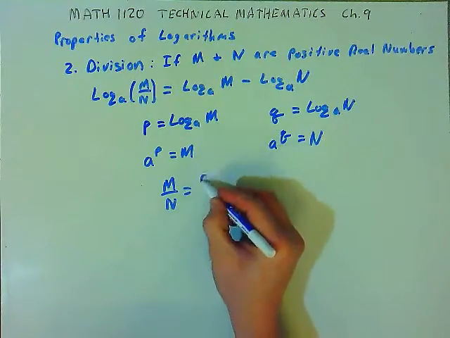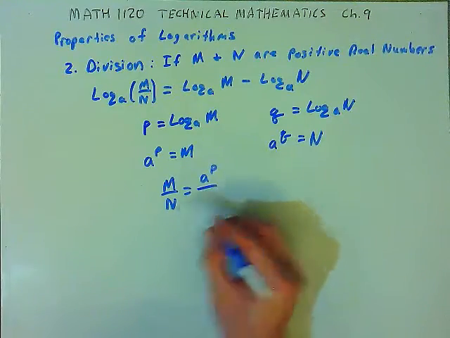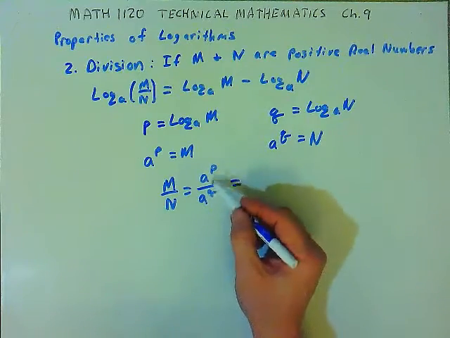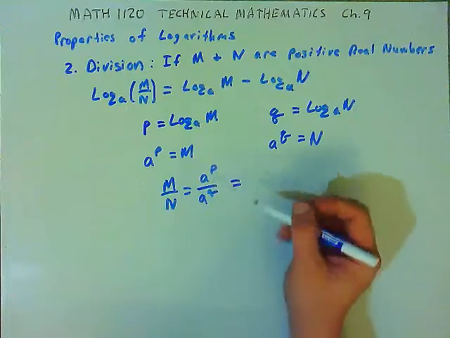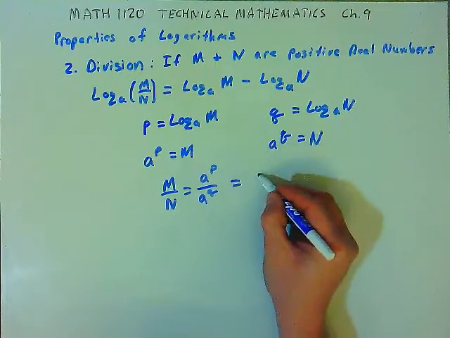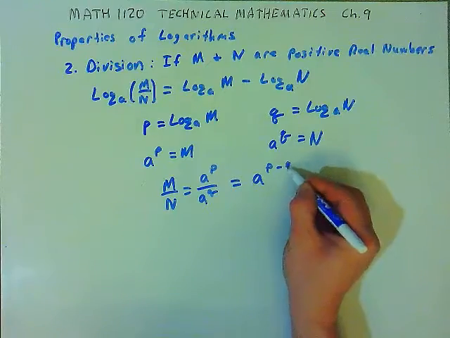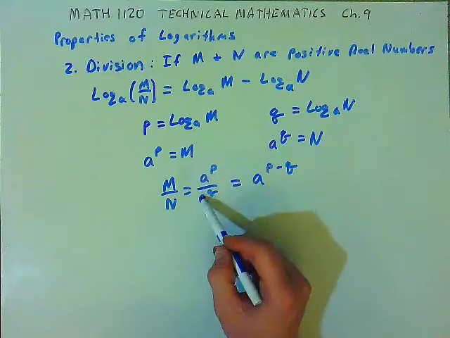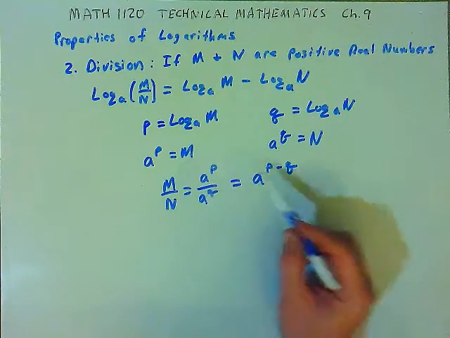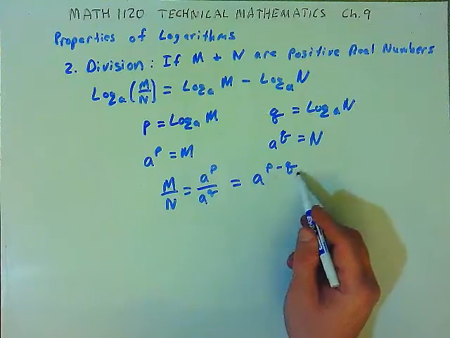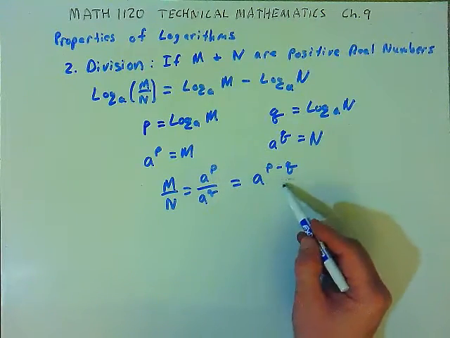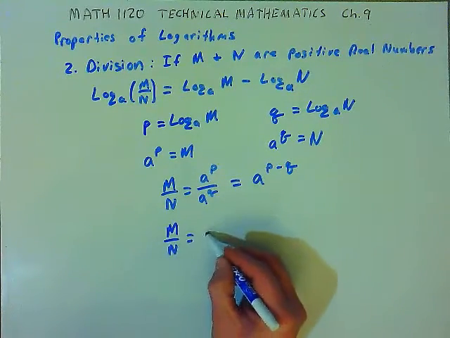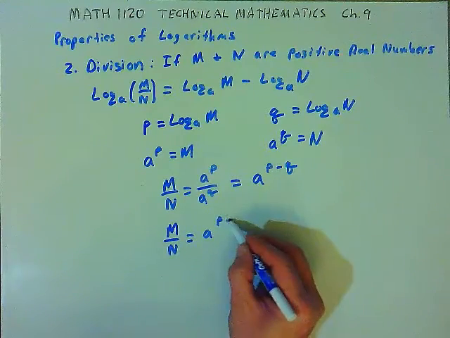And so m is a to the p power, n is a to the q power, and when we divide exponents, or powers, we subtract the exponents. So this is the same thing as a to the p minus q. Anytime I have two powers with the same base, which is a, and I'm dividing them, that's the same thing as a to the p minus q. And again, it's numerator minus denominator. The order here is important. And so that says that m over n is equal to a to the p minus q power.